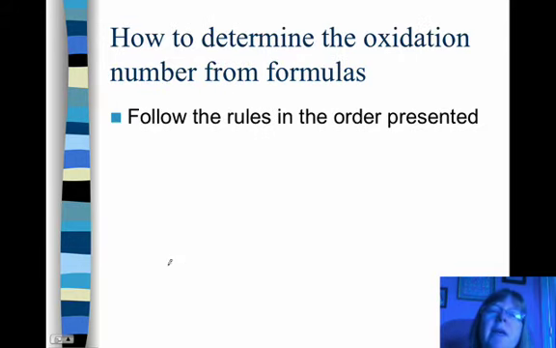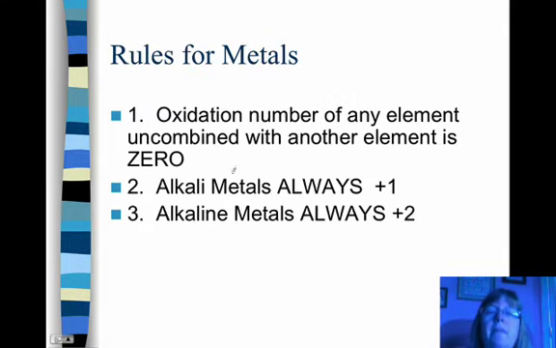All right, so how do we determine this oxidation number when we're looking at a formula? Well, we've got to follow the following rules, and we have to follow them in the order that they are presented. All right, rules for metals. Okay. Oxidation number of any element that is uncombined with another element is always 0. So if I just had plain old zinc, just like that, the oxidation number or the charge on that zinc would be 0. If I had just plain old sodium, no oxidation state given up here, no charge, it would also be 0. Okay, alkali metals, like we said, are always +1.